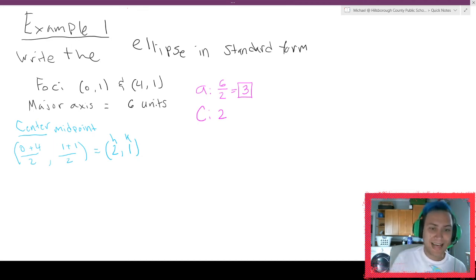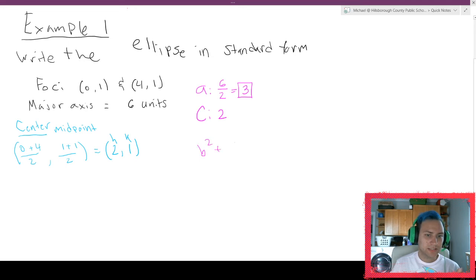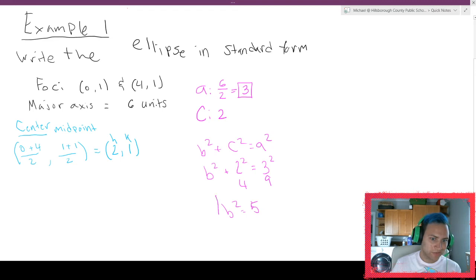Okay. The next thing I've got to find is what b is. And that's where I'm going to go back to that formula we talked about at the beginning. It's the Pythagorean theorem, but it's a little bit weird because a is actually the hypotenuse in this problem. So it's going to be b squared plus c squared equals a squared. I know that my b is unknown, my c is 2, and my a is 3. So I get 4 plus b squared equals 9, subtract that, and I get b squared equals 5. And to be honest with you, I'm going to stop right there. That'll make sense in a second.